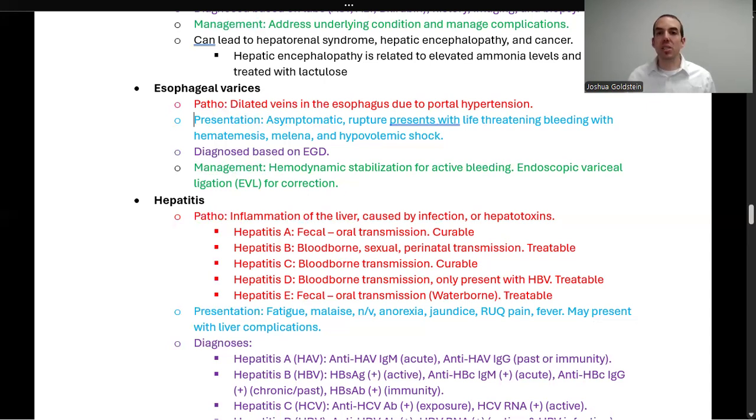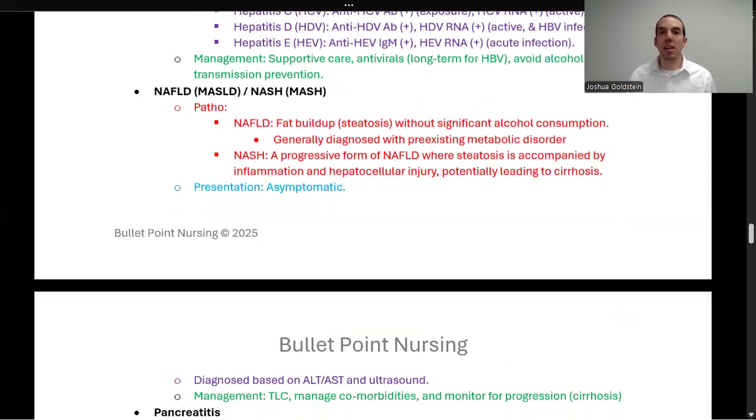I did throw it on here in case your school wants to cover it, but I'm not going to go through it in detail. I can tell you if you go on to the NP or MD level, then you absolutely will have to know which test tells you what.